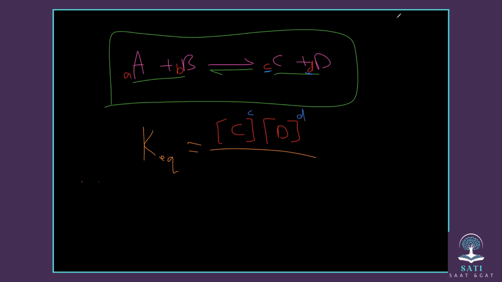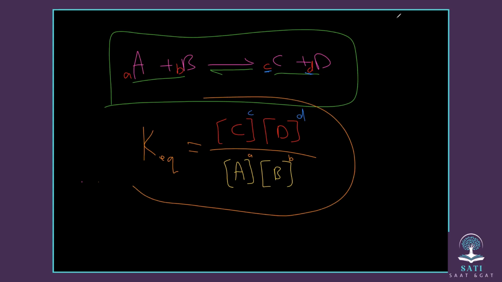These ones are products. What about reactants? Same thing. You write in the denominator the concentration of A and the concentration of B, then each of them is to the power of its number of moles. So this is how to write the constant of equilibrium, and it is a ratio of concentrations of products over reactants, and each is to the power of its number of moles. Good.